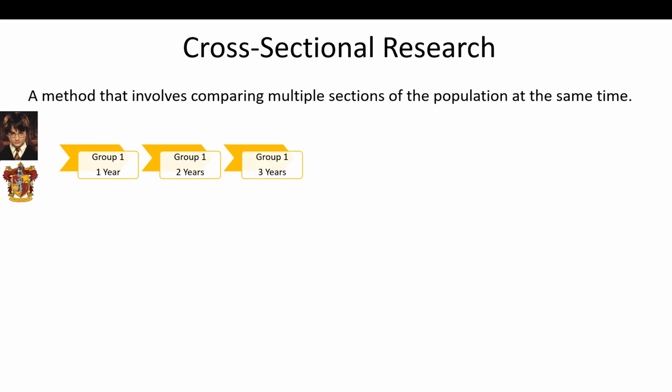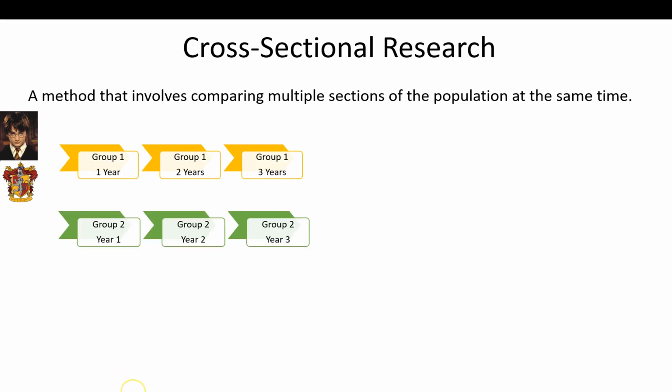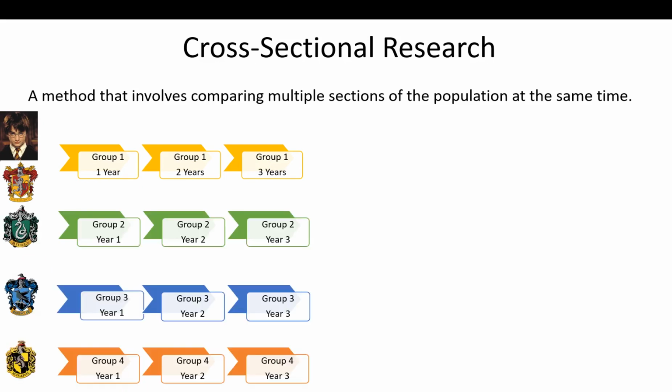But if we compare the different houses, as you see here, if we compared Gryffindor house to Slytherin, Ravenclaw, and Hufflepuff throughout the same 3 years, so group 1 would be Gryffindor, group 2 would be Slytherin, group 3 would be Ravenclaw, and group 4 would be Hufflepuff. We would measure these groups each year and look at their performance, and then compare their performance between the groups. And this would be a cross-sectional study as opposed to a longitudinal study.